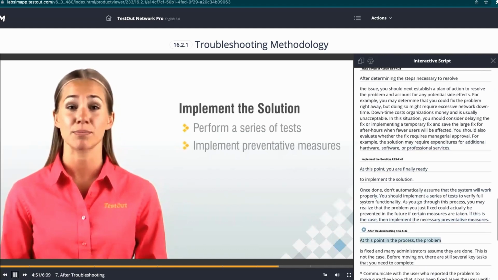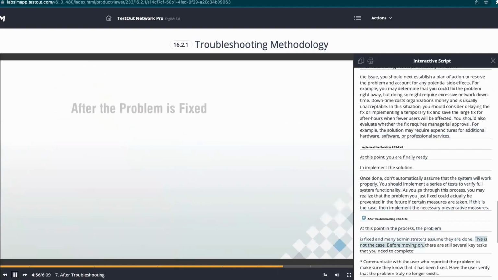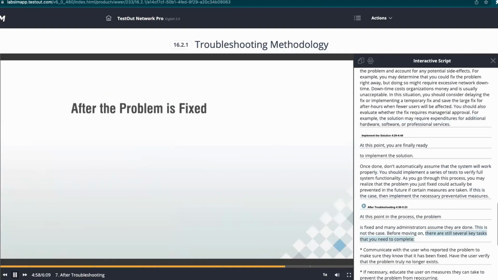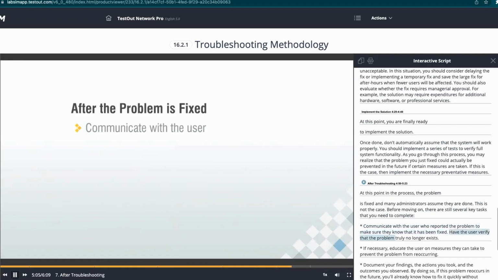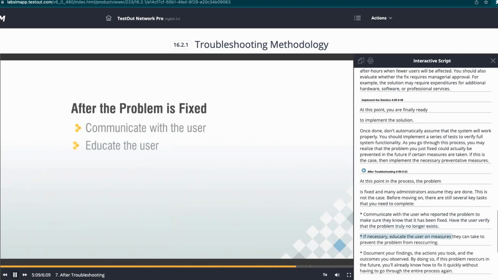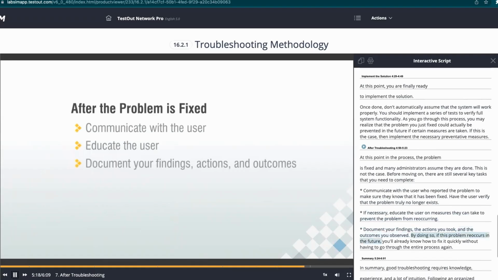At this point in the process, the problem is fixed, and many administrators assume they are done. This is not the case. Before moving on, there are still several key tasks that you need to complete. Communicate with the user who reported the problem to make sure they know how it has been fixed. Have the user verify that the problem truly no longer exists. If necessary, educate the user on measures they can take to prevent the problem from reoccurring. Document your findings, the actions you took, and the outcomes you observed. By doing so, if this problem reoccurs in the future, you'll already know how to fix it quickly without having to go through the entire process again.